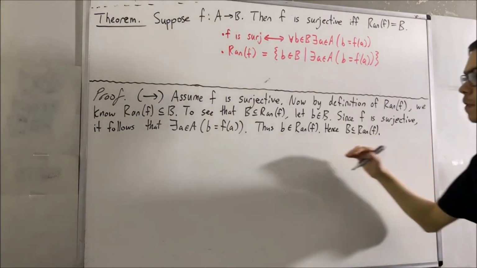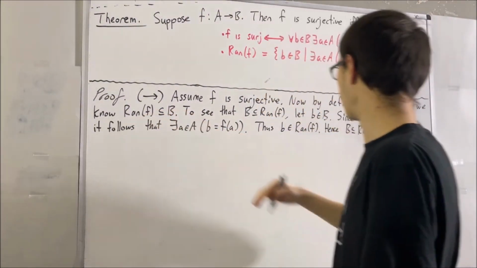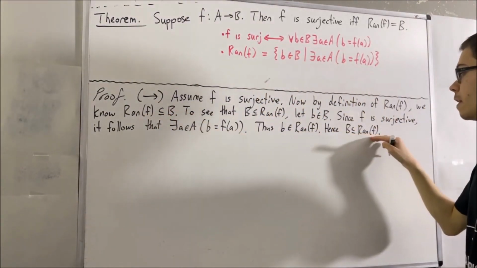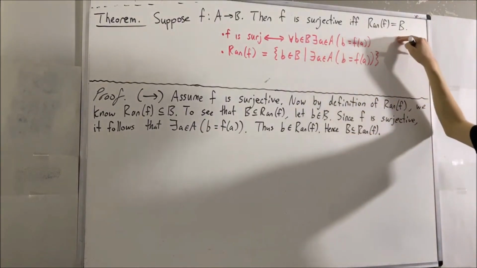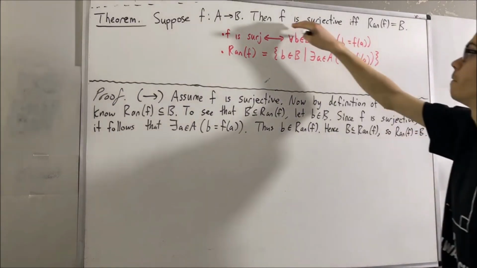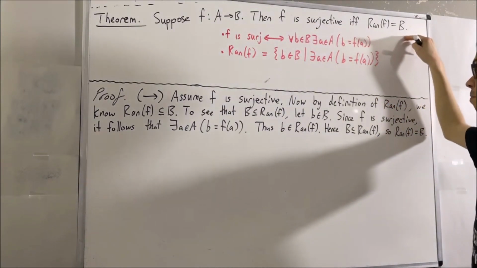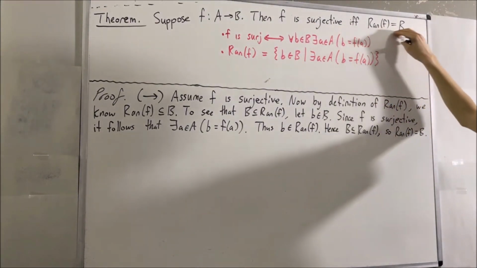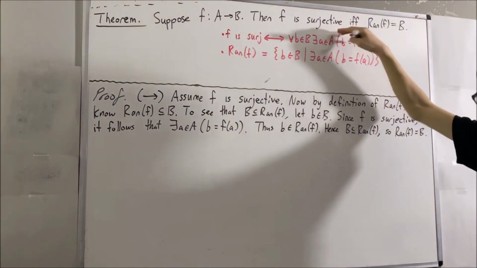So, we've proven that the range of f is a subset of B, and B is a subset of the range of f. That implies that the two sets are equal. So now, we have proven if this is true, then this is true. So now we're going to prove if this is true, then this is true.